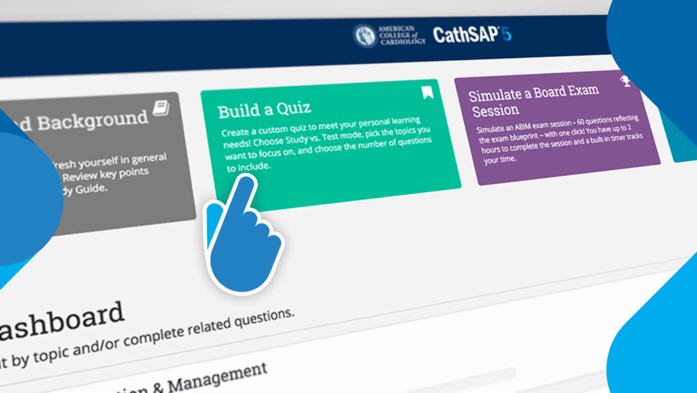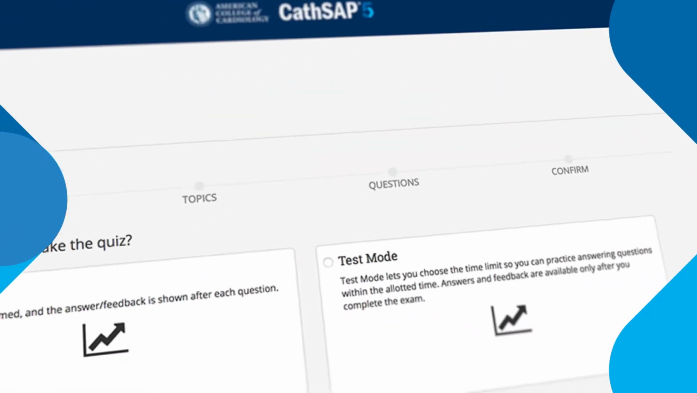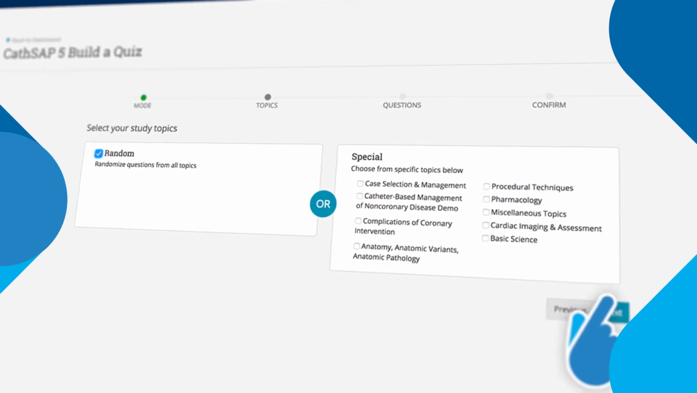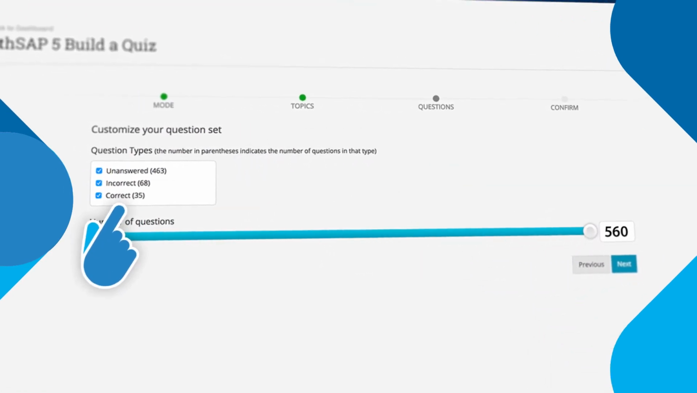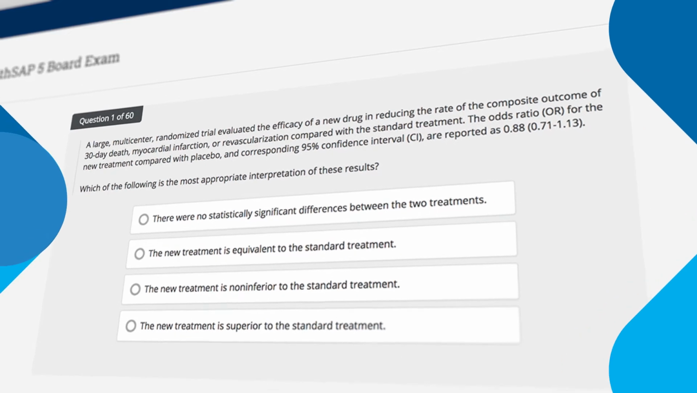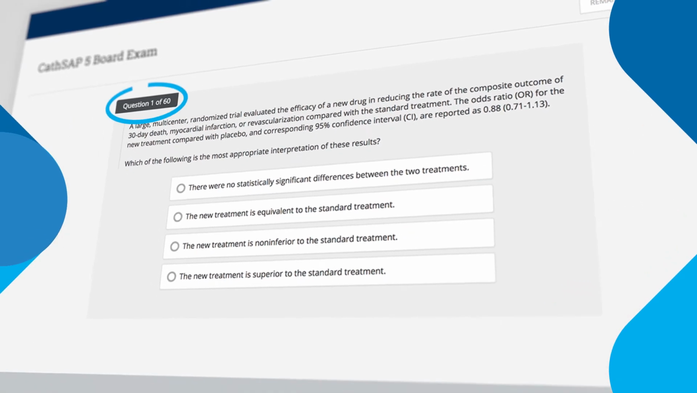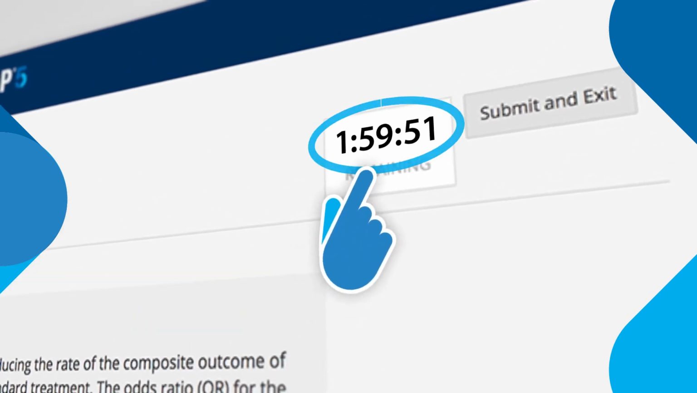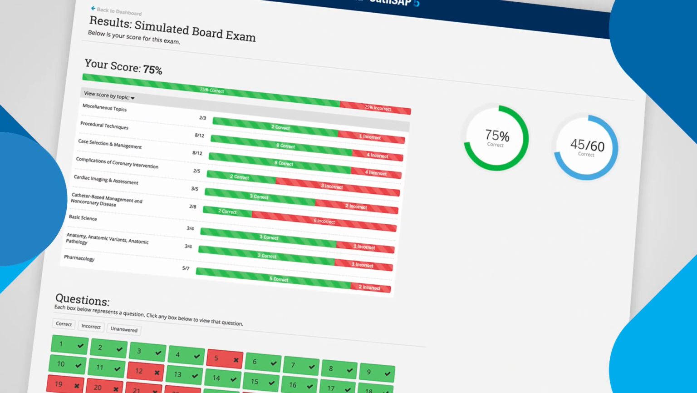You can build a quiz to meet your individual needs by customizing Study or Test Mode, Study Topics, and Question Types. Simulate a board exam session by auto-generating 60 random questions. You have 2 hours to complete and will receive a score sheet with your results.